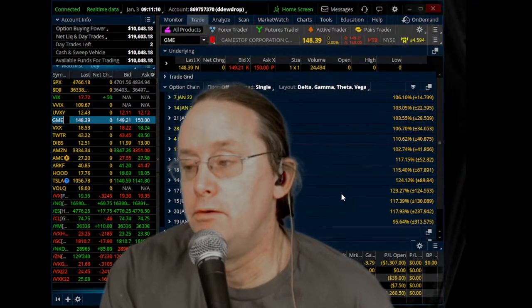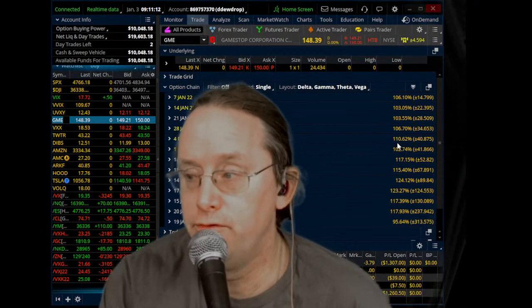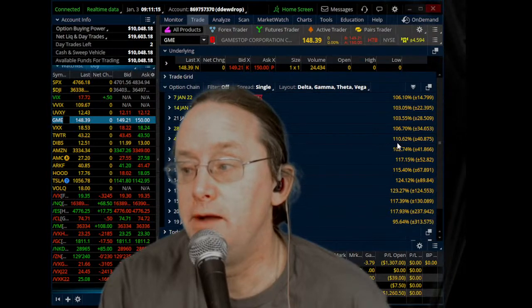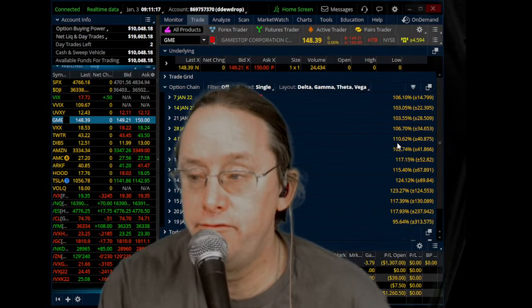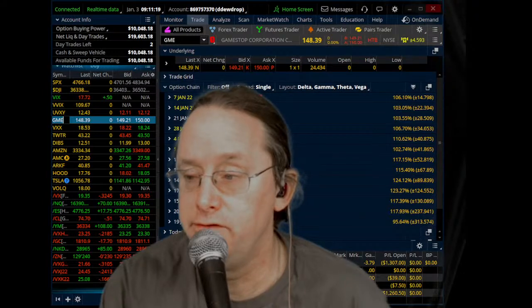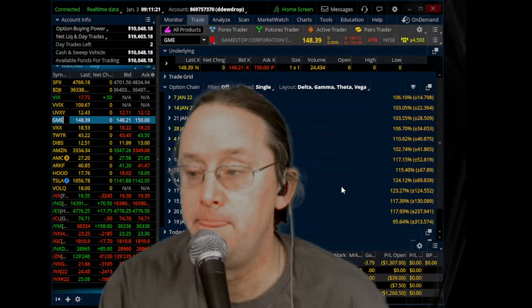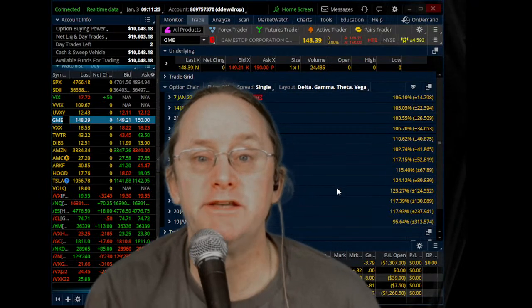So we want to be very careful with price levels in these options. And one way to avoid getting stuck owning volatility is, instead of buying a put or a call, to buy a spread.